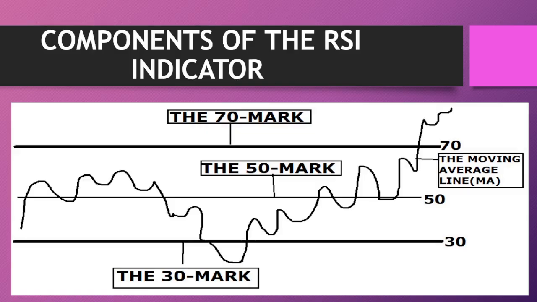And we also have the MA line or the moving average line of the RSI indicator, which is sandwiched between the 70% line and the 30% line of the indicator. It represents the wavy line that moves and interacts with the various components of the RSI indicator. Its interaction with the various components of the RSI indicator determines the condition of the market.